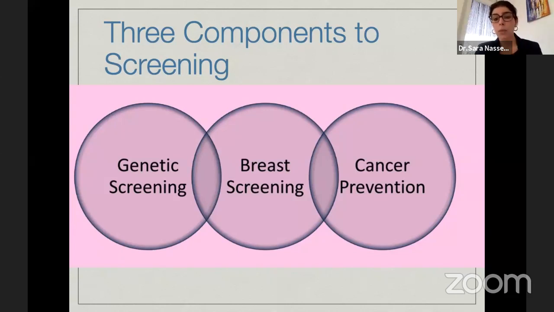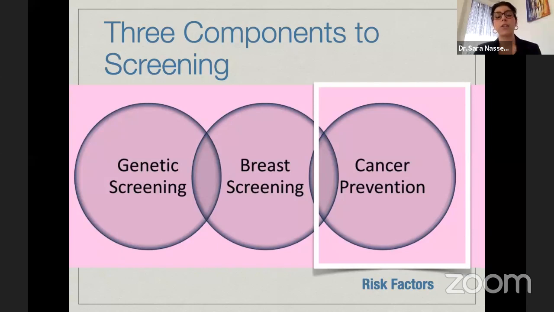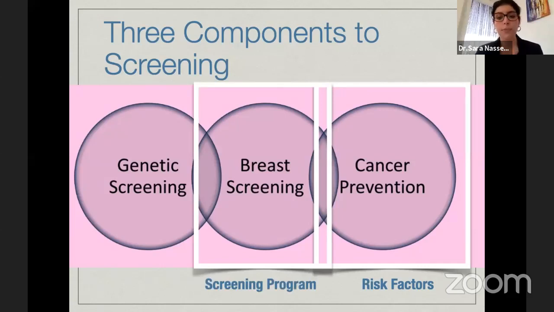And I will start with the circle on your right, so cancer prevention. Cancer prevention, what I mean by that is all the risk factors. So any risk factors that can be identified in the population that would make a woman at higher risk of developing breast cancer in her lifetime. So this is an important aspect of screening. It starts with prevention. And we will talk about all these aspects.